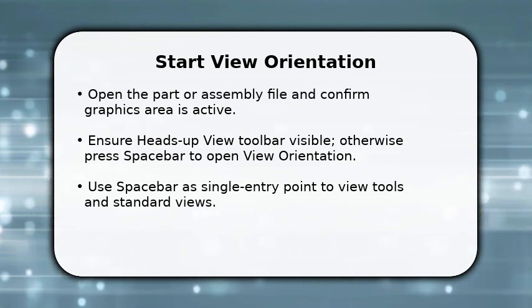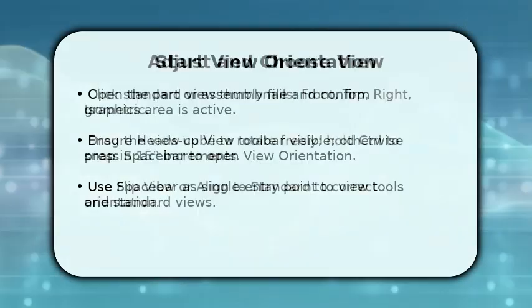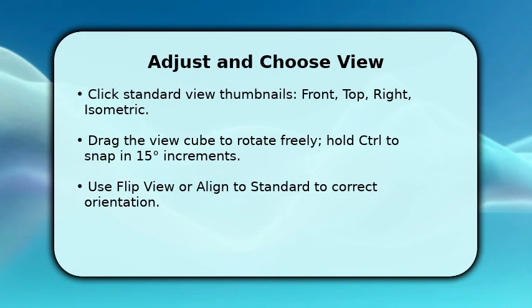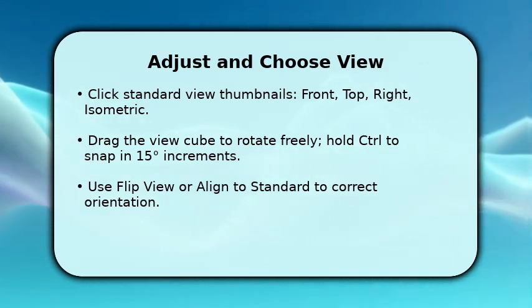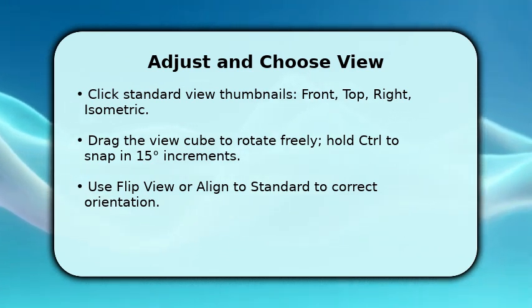Make sure to keep your mouse near the cube. You will use both clicks and drag gestures from here. Once the View Orientation dialog is open, click a standard thumbnail like front or isometric to quickly change perspective. You can also drag the view cube to rotate freely.